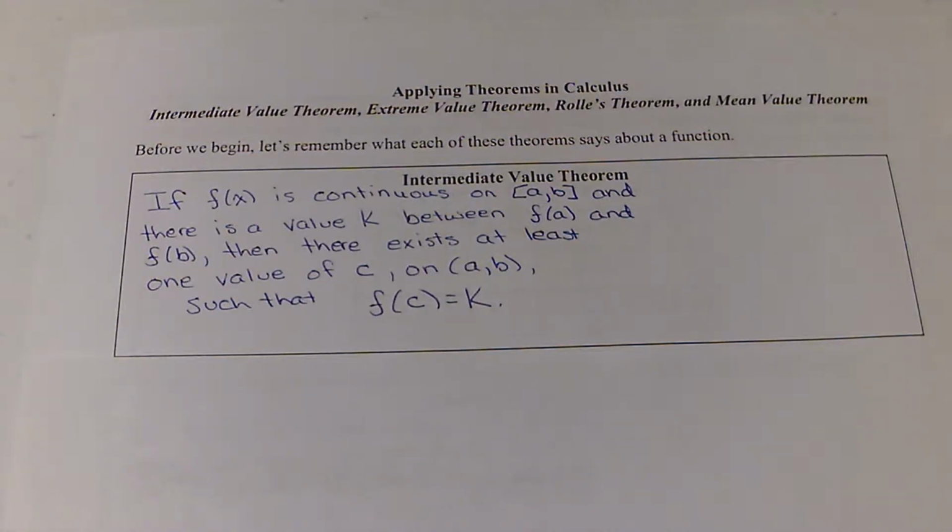Let's start by reviewing the four main theorems of calculus that we've learned so far. Intermediate value theorem, extreme value theorem, Rolle's theorem, and mean value theorem. There are some key things that we want to remember on each of these theorems. For each of them, I've actually written them out ahead of time, so you can always pause the video, copy down the theorem, and then we're going to go through the explanation of them.